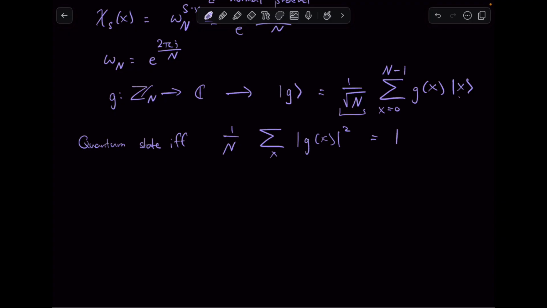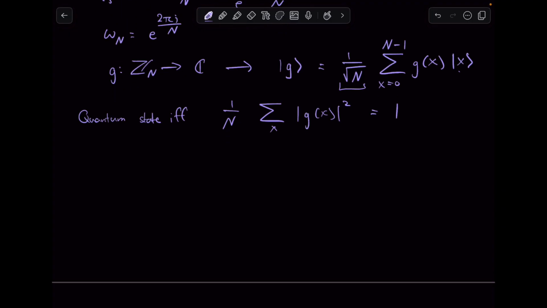So what we want the QFT, the quantum Fourier transform, to do is take a state like this, G, and then map it to a linear combination over these chi's. So in this different basis, the chi basis.